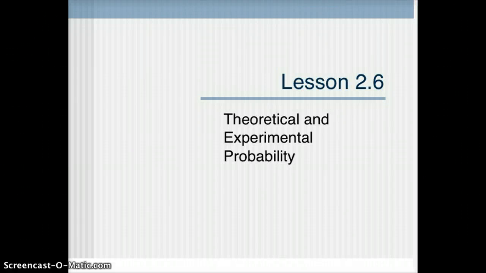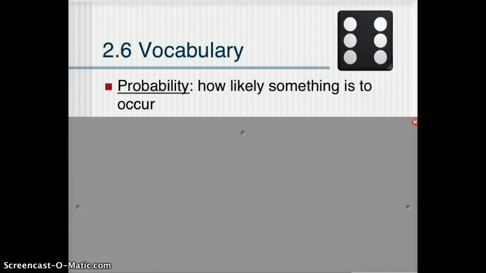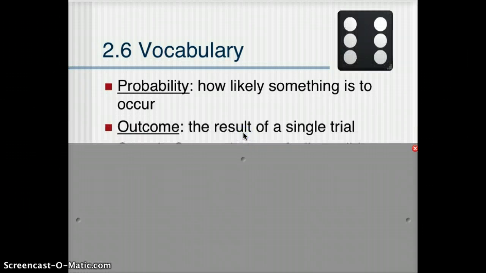Today we're going to be talking about one of my favorite topics, probability. We're going to do both theoretical and experimental probability. You probably have an idea that probability just tells you how likely something is to occur. We're going to be dealing with rolling a dice a few times in my examples as I talk to you here. So probability is the chance that something has to happen.